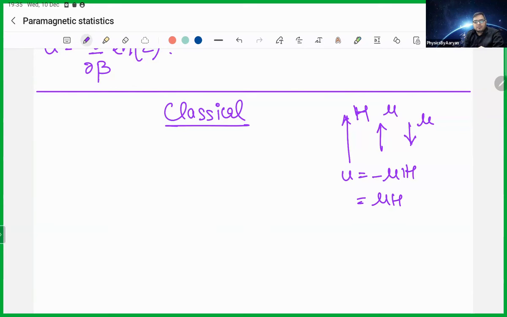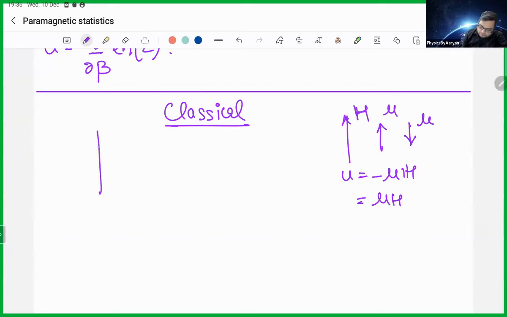But in the classical model, the angle between the magnetic field and the dipole moment can be anything. It does not need to be aligned in the direction of the magnetic field or opposite to it. This restriction is only in quantum mechanics. Only quantum mechanics says that your magnetic moment can either be in the direction of the magnetic field or opposite to it. Only two discrete possibilities. This is a rule of quantum mechanics, not of classical mechanics.